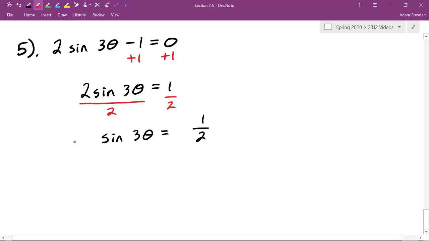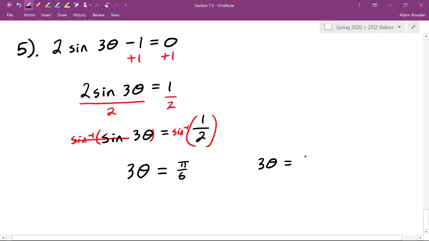And so what I'll do now is take the sine inverse of both sides. Now all that does is solve for 3 theta. And when we do the sine inverse, we're going to talk about two different solutions here. 3 theta can equal pi over 6 or 5 pi over 6. So from that 1/2, we actually get these two different locations for 1/2. But that's for 3 theta.